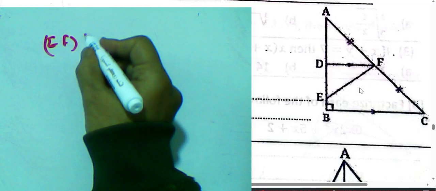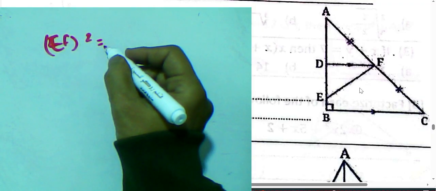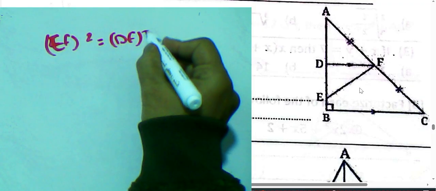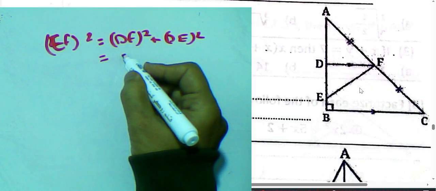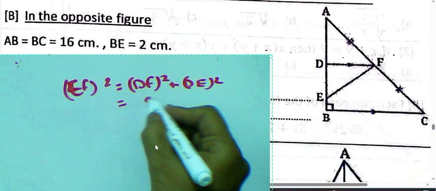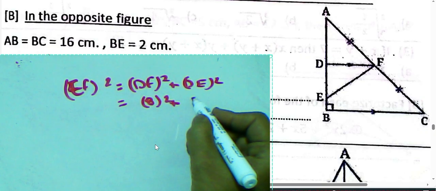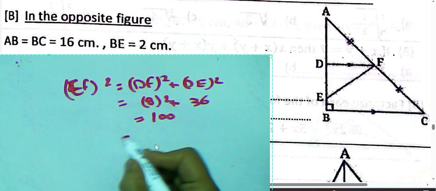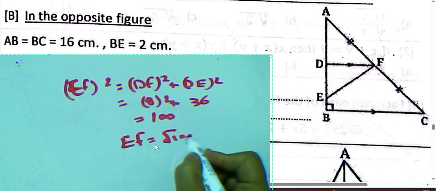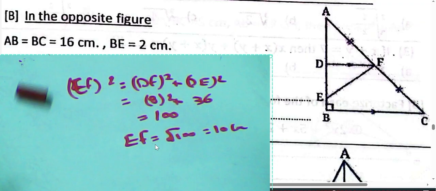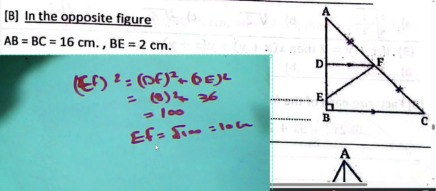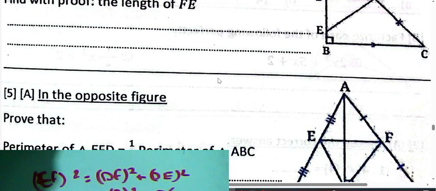Then we can find the length: EF power 2 equals DF power 2 plus DE power 2. We have DF, half of 16, half of 16 was 8, power 2 is 64, and DE was 6, power 2 is 36. The result will be 100. Then EF is the square root of 100, equal to 10 centimeters. The length here would be 10 centimeter. Okay, it's the last question. Next example.